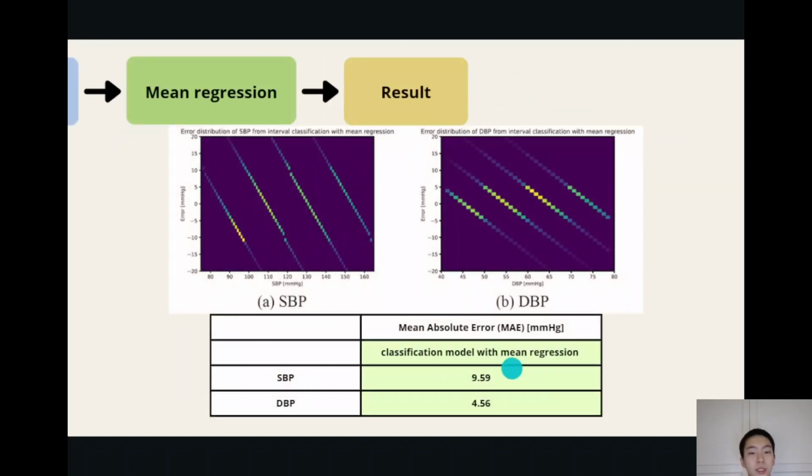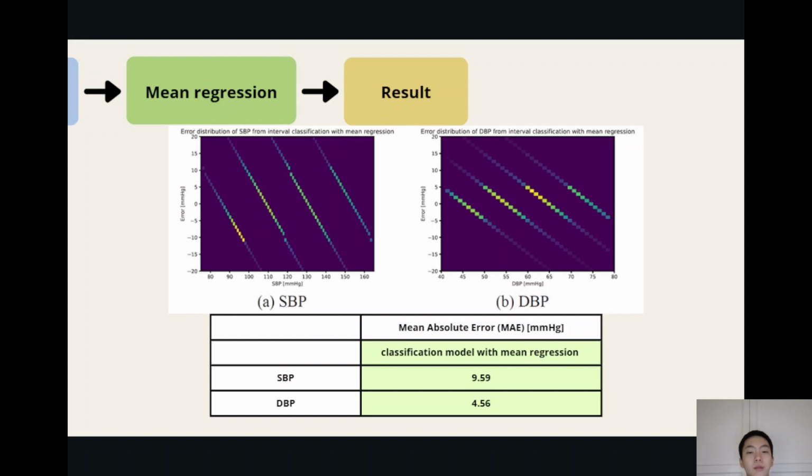The two-dimensional histogram showing the error of SBP and DBP is shown here. As you can see, the SBP error in each interval or class lies between -10 and 10 mmHg. This is because the SBP interval is about 20 mmHg, and we use the middle value of each interval as the predicted value. Similarly, the DBP error in each interval ranges between -5 and 5 mmHg. Each DBP interval is about 10 mmHg.